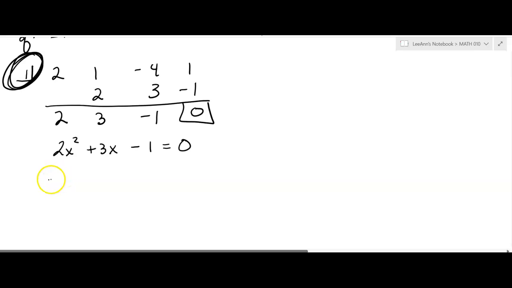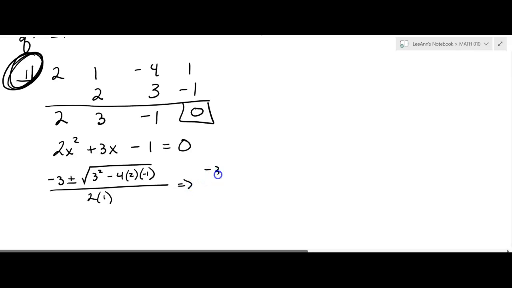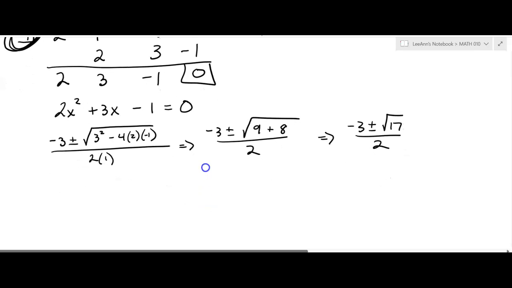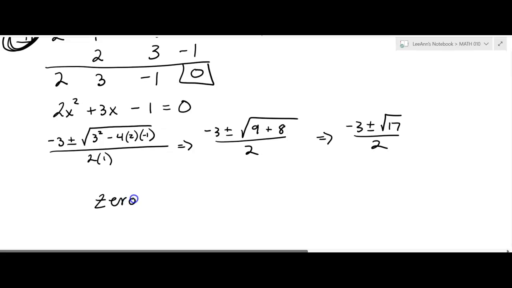Quadratic formula, sorry. The opposite of b plus or minus the square root of b squared minus 4 times a times c, over 2a. So I have negative 3 plus or minus, what do I get? 9 plus 8. Yeah, this isn't going to factor. So I'm going to get negative 3 plus or minus the square root of 17 over 2. And I'm not going to get a decimal approximation. I want an exact answer. So my zeros are going to be 1. That's the one I found right there, right off the bat.